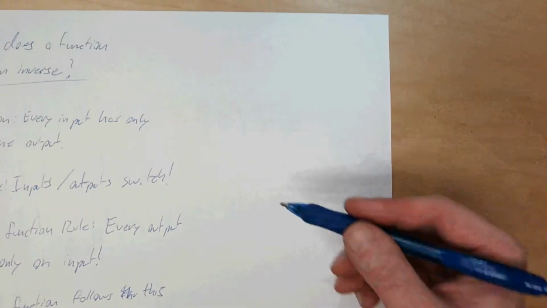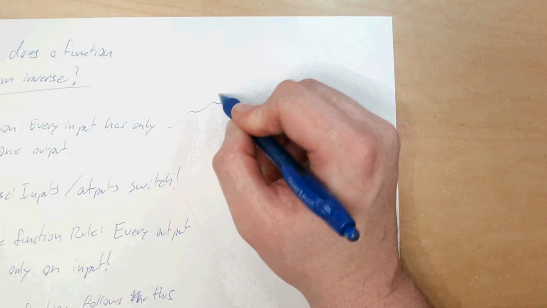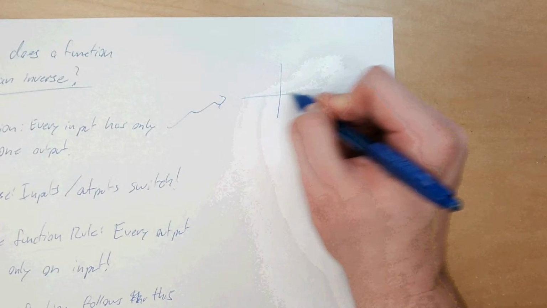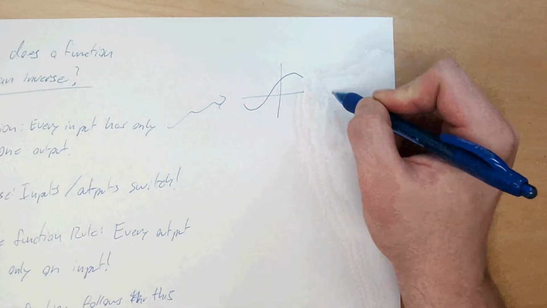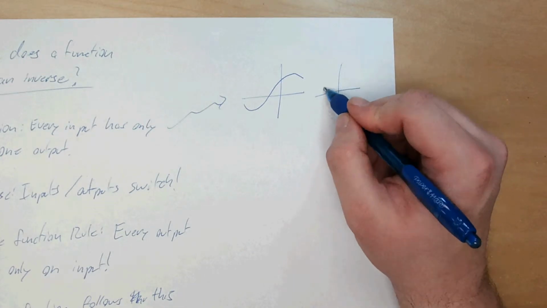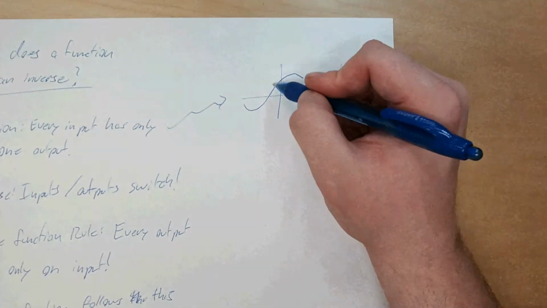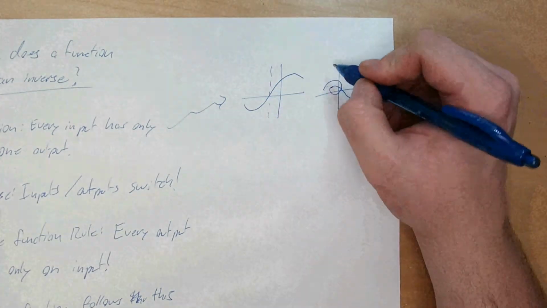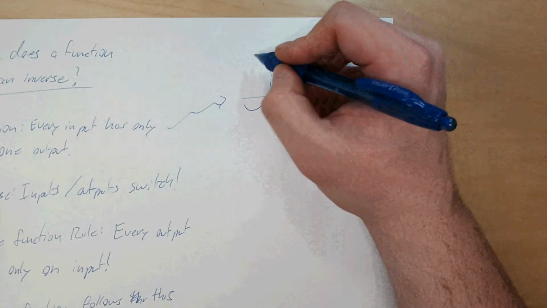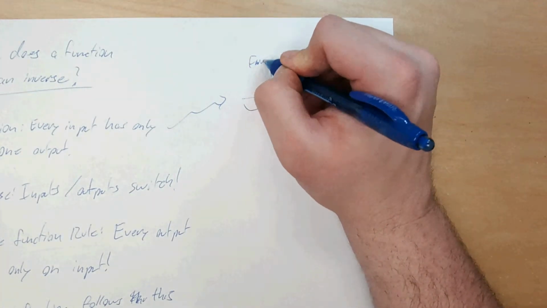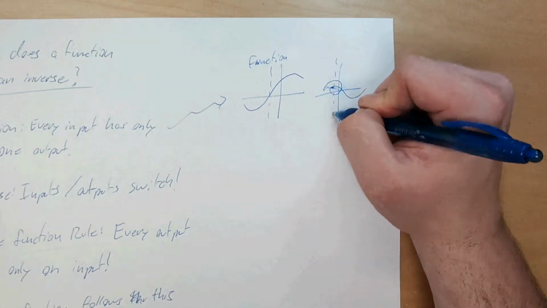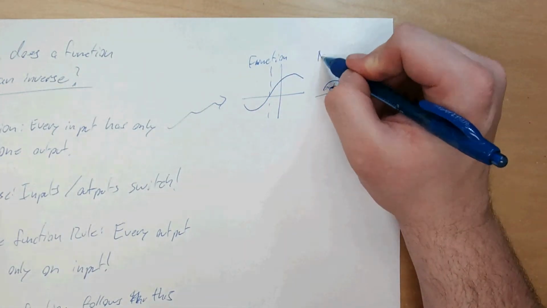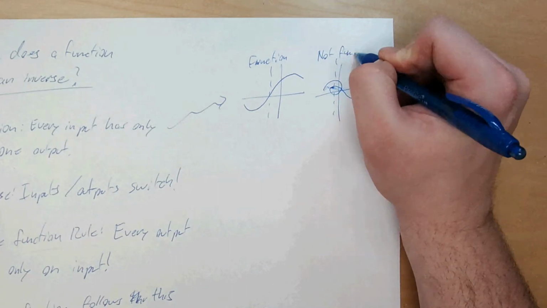Graphically, for a regular function we have the vertical line test. If we have something we think is a function, we should be able to draw a vertical line anywhere and it only passes once. So this is a function. But here, if we draw a vertical line, we pass through more than once, and so it's not a function.